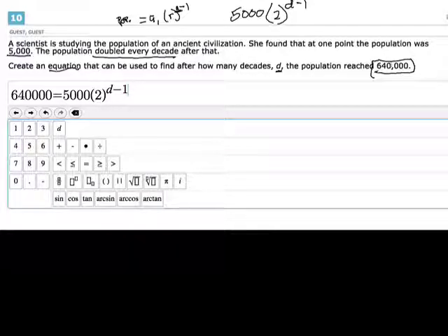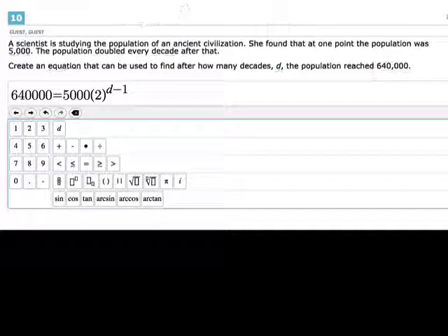So just remember, we know what we want it to equal. We want it to equal that, 640,000. And we know what the equation is. It's 5,000, a sub 1, times the ratio raised to the n minus 1, only instead of n, it wants d minus 1. And that's all it's asking. Don't let all the fancy words in the story problem confuse you. Plug in what you already know and just go from there.